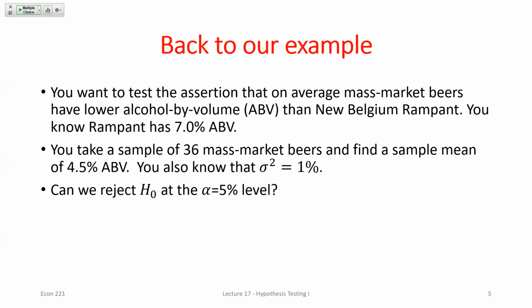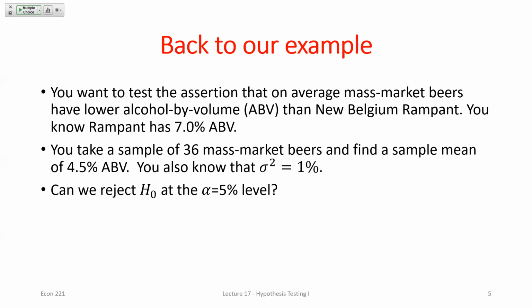So at this point, it's a matter of plugging in our values. We know this sample mean is 4.5. We know the assumed true mean is 7. The population variance would have to be given to you, right? And that's told to be 1% here. And then we had a sample size of 36. Once I plug my values in, I've got everything I need to calculate that z statistic.